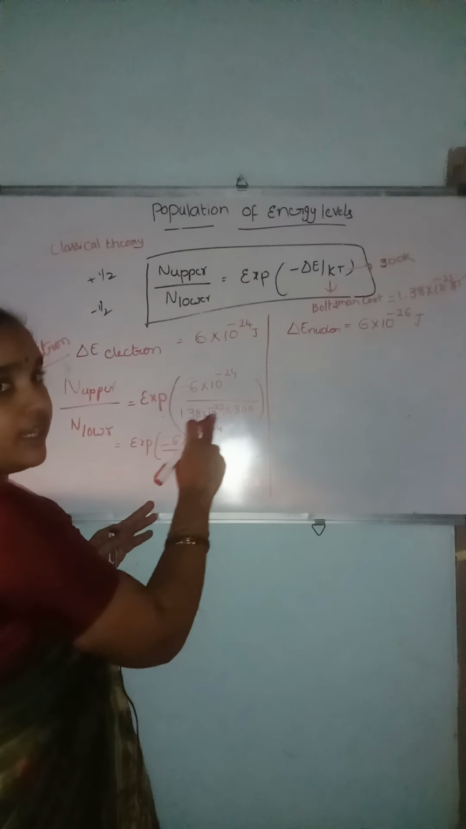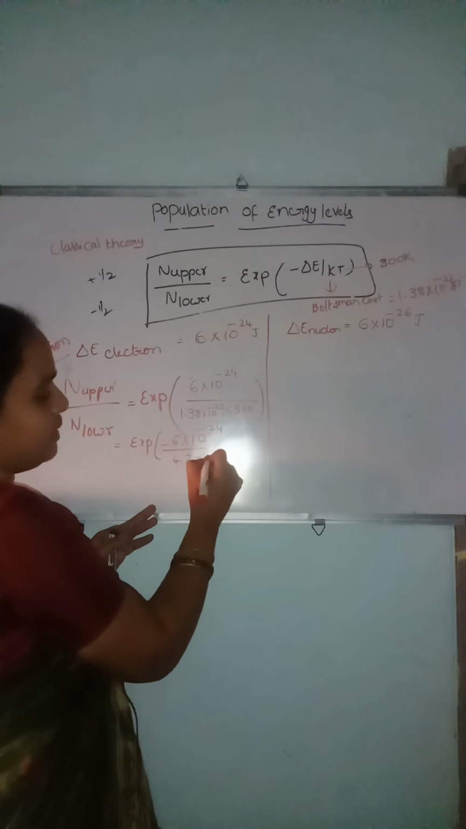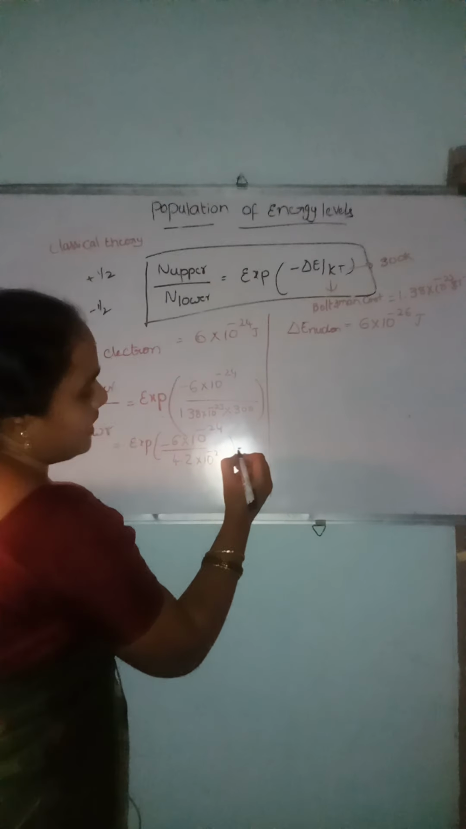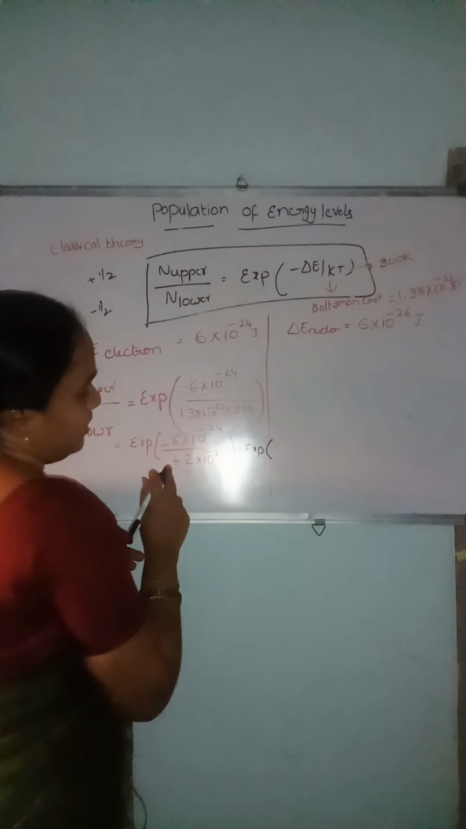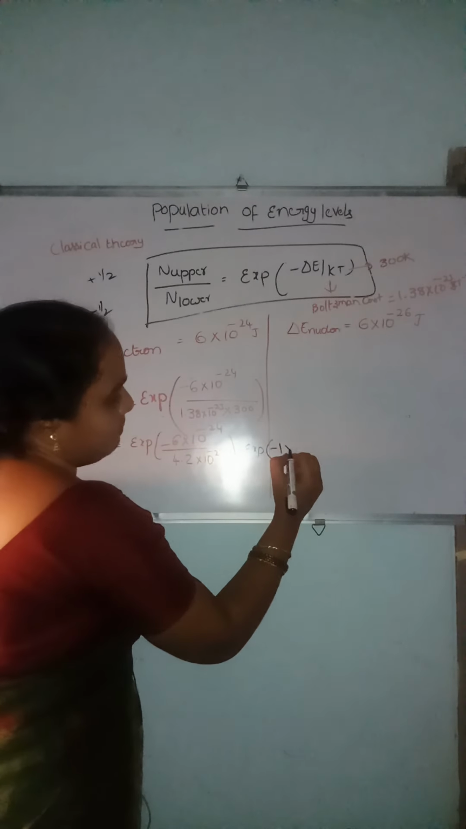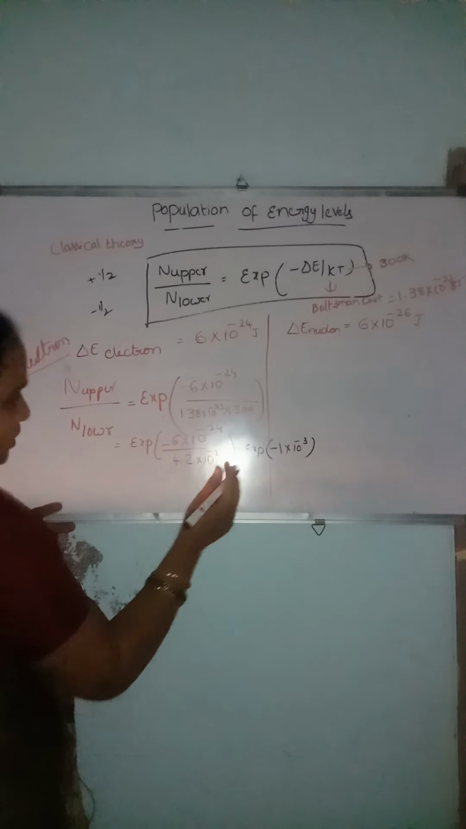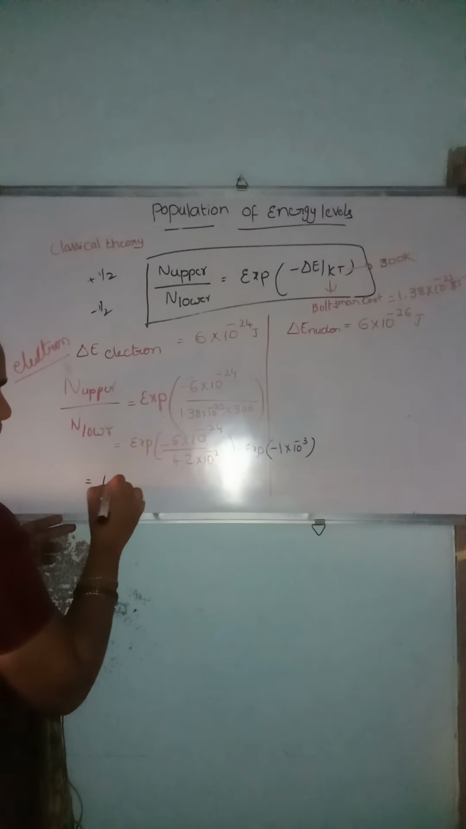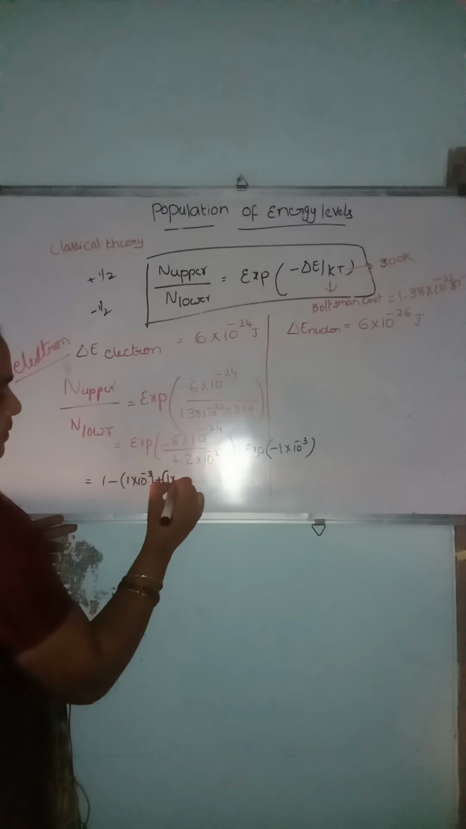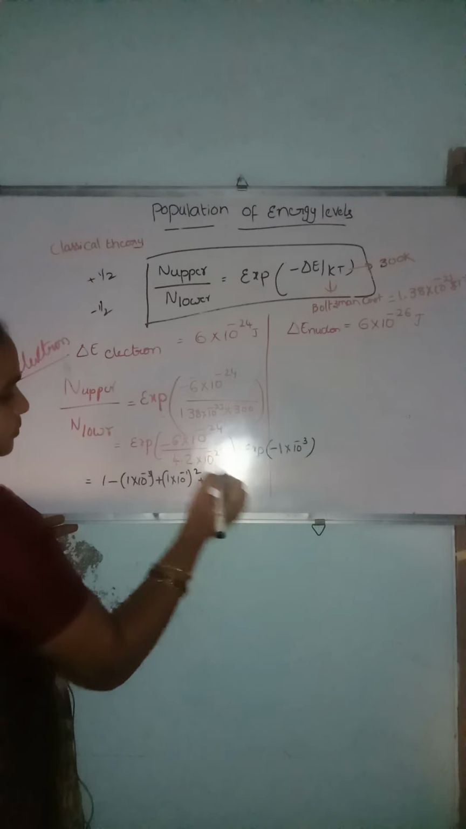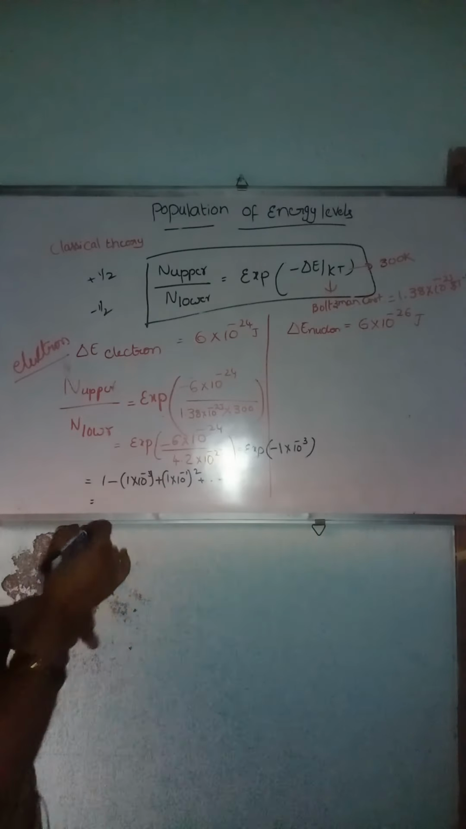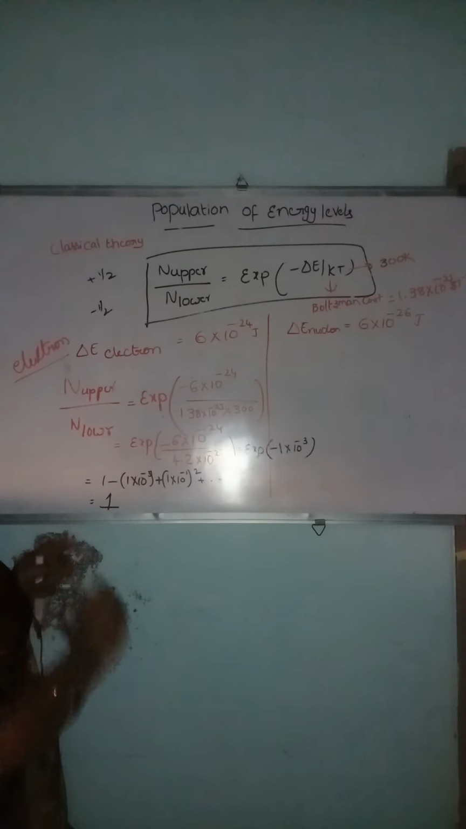Here we have 10 square, this is 10 power minus 23, that is 10 power minus 21. So almost we are getting exponential of minus 6 by 4, let it be equivalent to 1 multiplied by 10 power minus 3. So what is e power minus x? It is 1 minus x plus x square and so on. So what is 1 into 10 power minus 3? 0.001, which is negligible. So its value is equal to 1.